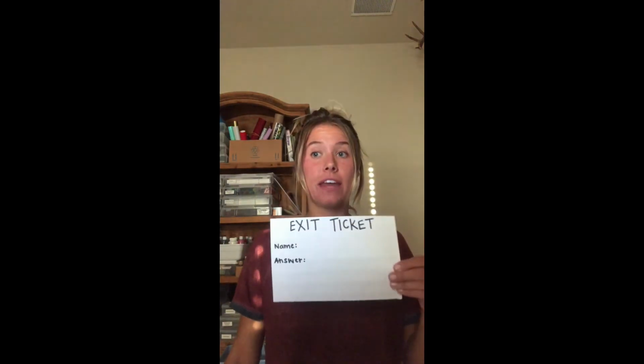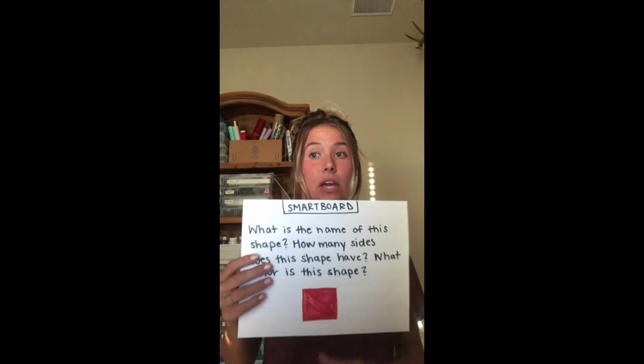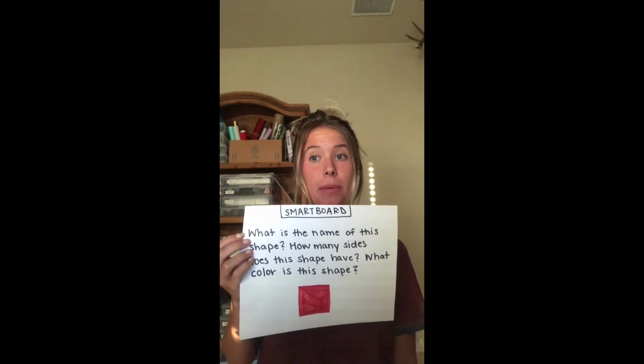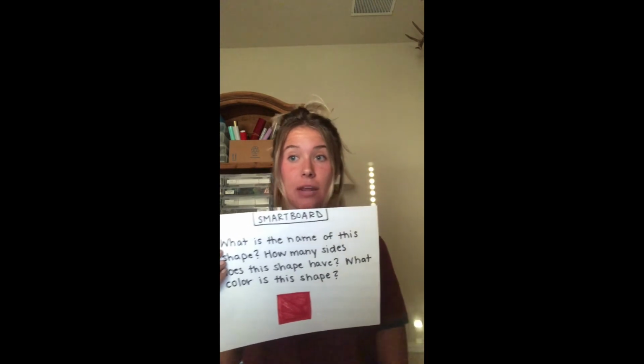I will pass out a half sheet of paper to each student. Then I will display the exit ticket question on the smart board with a red square underneath the question. The exit ticket question will be, what is the name of this shape? How many sides does this shape have? What color is this shape?